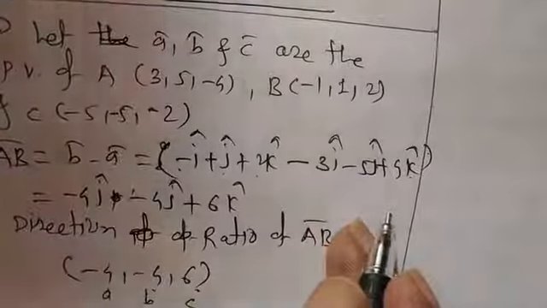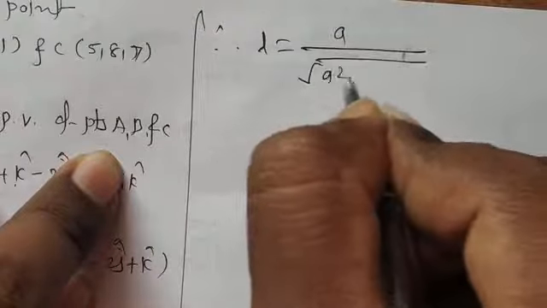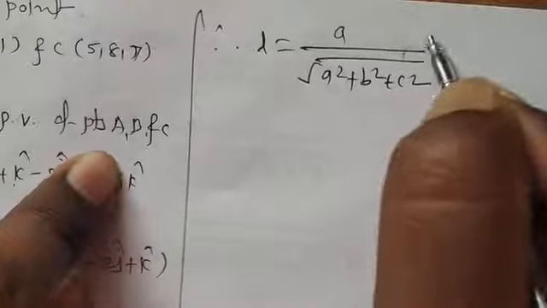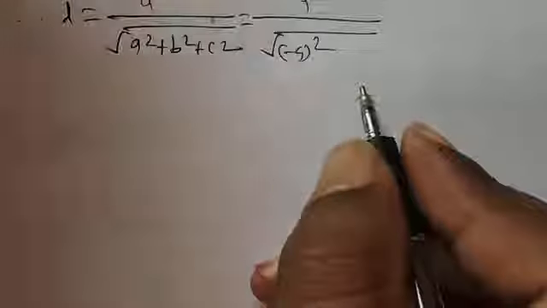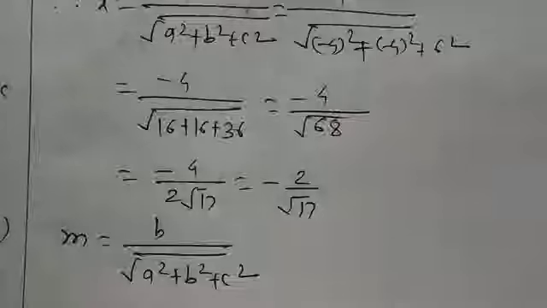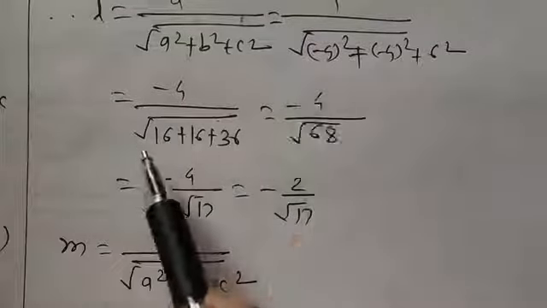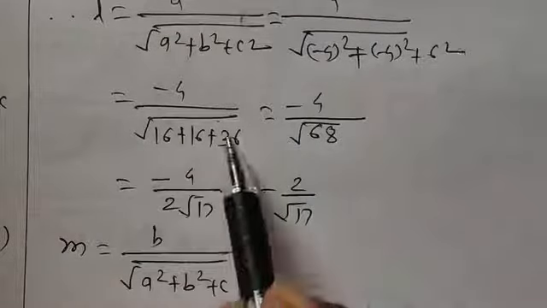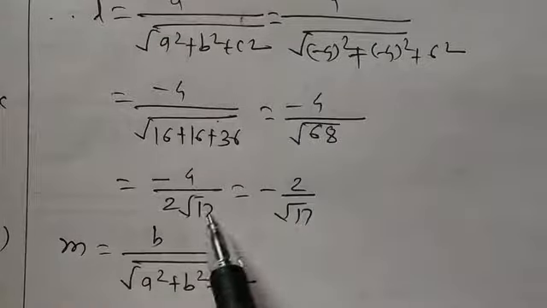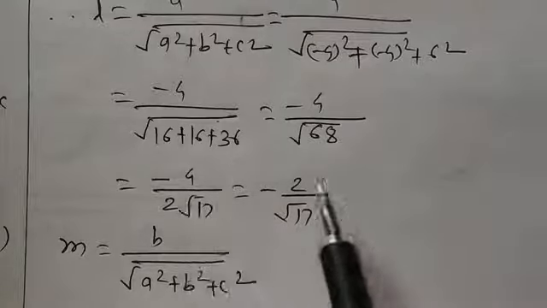The direction cosines, therefore: l is equal to the formula a upon under root of a square plus b square plus c square. Value of a is minus 4 upon under root of minus 4 square, which is 16, minus 4 square is 16, 6 square is 36. You can solve: 68, that equals 2 root 17. The answer is: 2 ones are 2, 2 twos are 4, minus 2 by root 17.